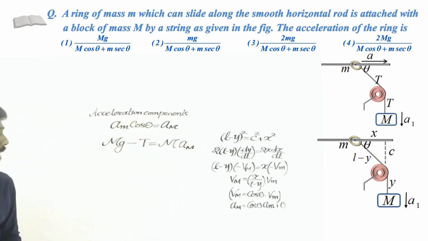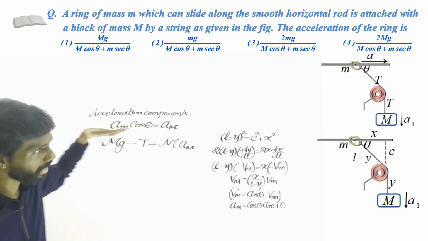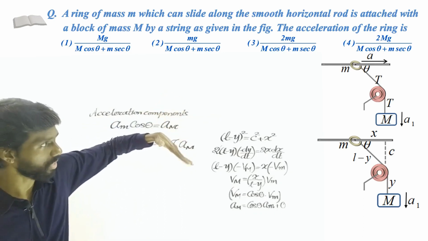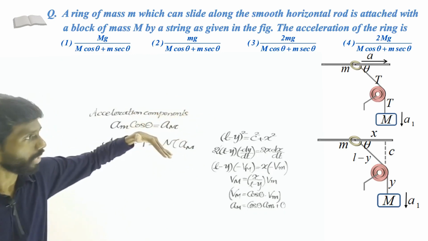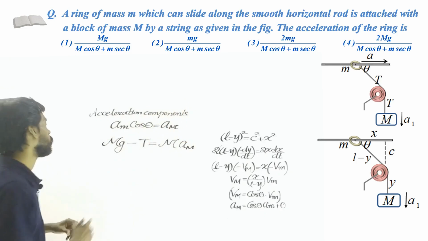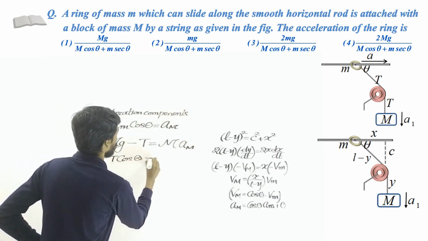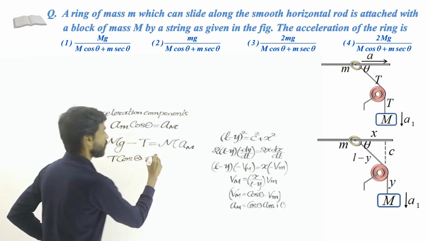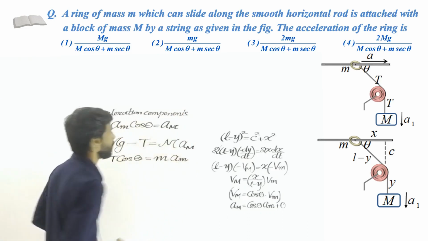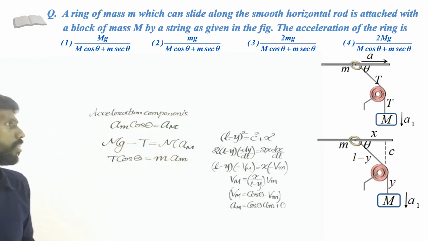Now similarly we can write the equation for the ring. The ring is moving in this direction, but the tension is acting in this direction. So take the tension component in the direction of motion. That is T cos theta, the only force in the horizontal direction. So T cos theta equals mass times the acceleration of that ring, that is am. These two accelerations are related, so we can use that relation here also.